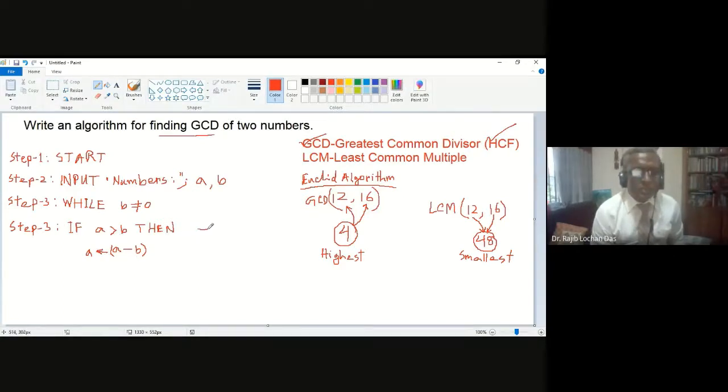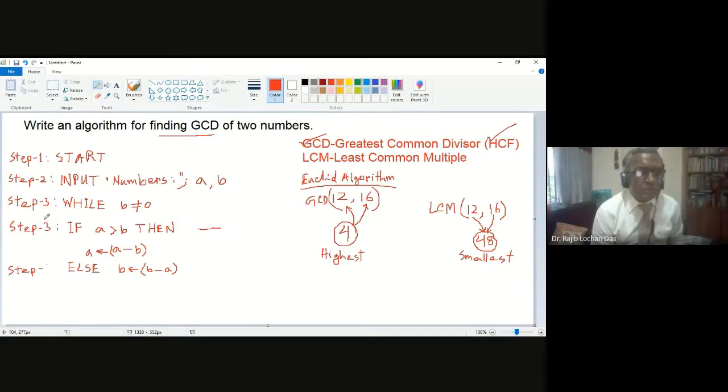You can write it here also, no problem. So if it is not true, that means if A is not greater than B, then what will happen? So if A is not greater than B, then B minus A will be calculated, and that will be preserved as B, new B. So this will be done, and for the else statement you can give another name like step 4.